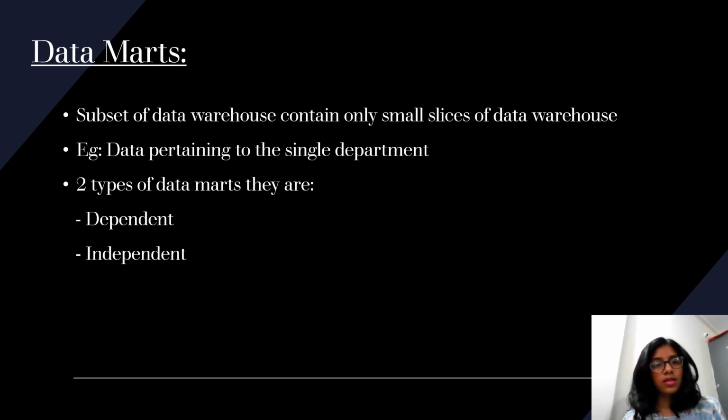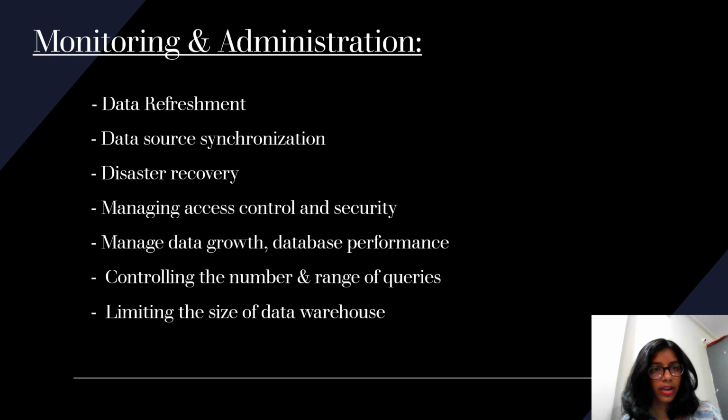Data marts. The subset of the data warehouse contains only small slices of the data warehouse. For example, data pertaining to a single department. There are two types of data marts. They are dependent and independent. The dependent data marts draw the data from the central data warehouse that has already been created, and independent data marts, in contrast, are built by drawing the data directly from the operational or external sources of data or both. Hybrid data marts can draw the data from the operational databases or operational data warehouse.